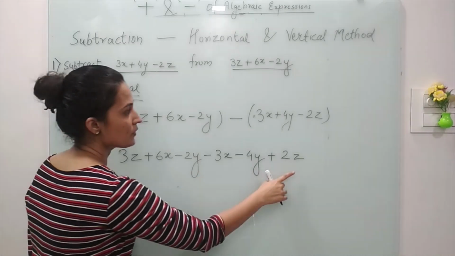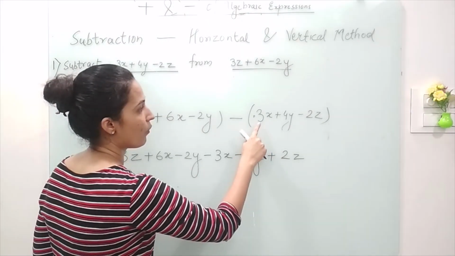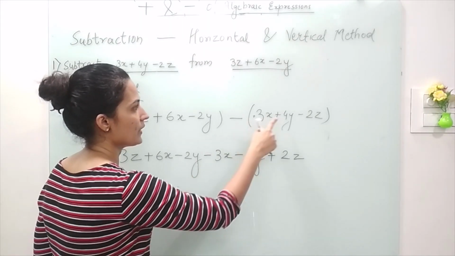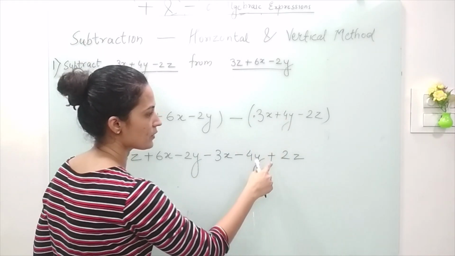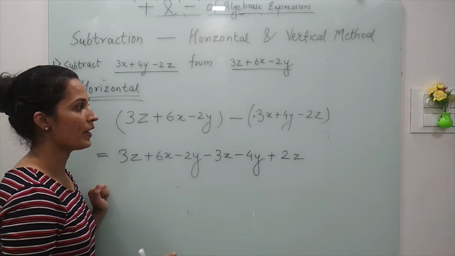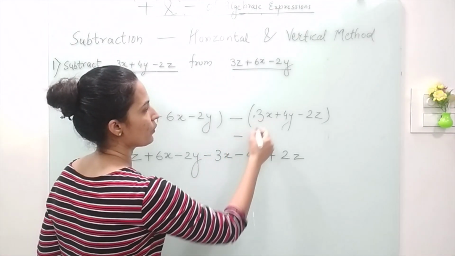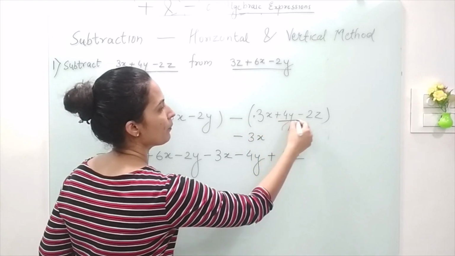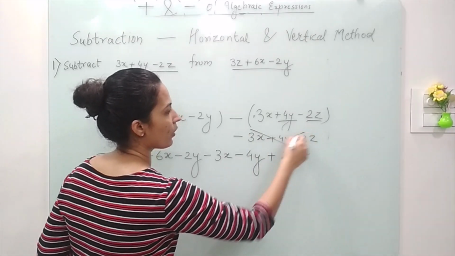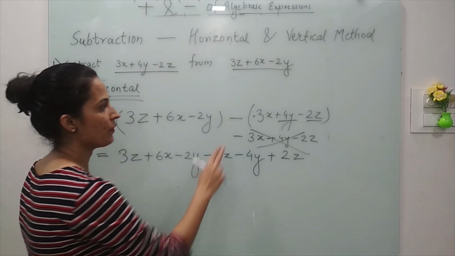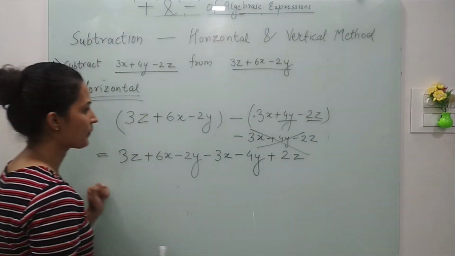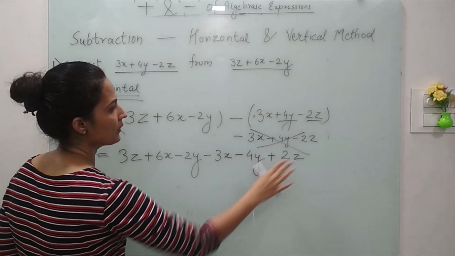If you have observed here, the signs of all these terms have changed. This plus has become minus, this plus has become minus, this minus has become plus. Usually students make the mistake wherein they just put this minus for the first term and keep all the other terms the same. This is wrong. So be careful when you open the bracket. That is the importance of putting the brackets here. So this is how we write. We have opened the brackets now.